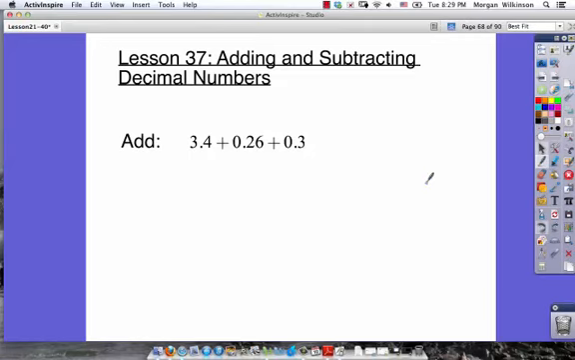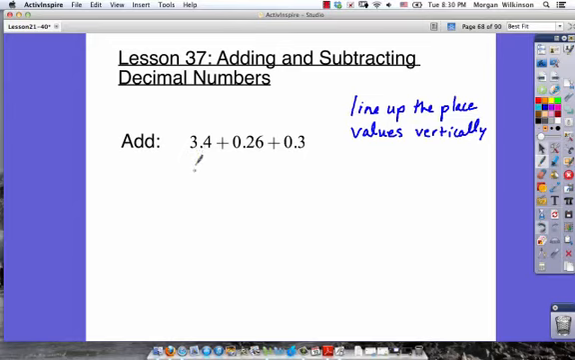Lesson 37 is about adding and subtracting decimal numbers. The problems that we're going to have are something like this. Let's add 3 and 4 tenths plus 26 hundredths plus 3 tenths. Now the key thing with these types of problems is going to be to line up the place values. When we line up the place values, we're going to line up the decimal point. We're going to line up the place values vertically, because that's how we're going to solve each one of these.